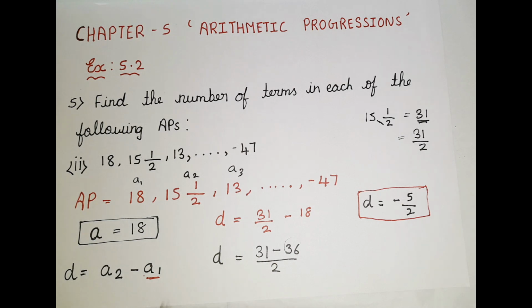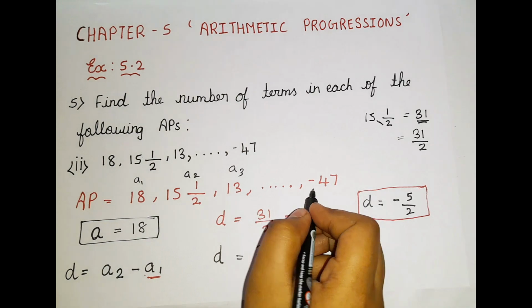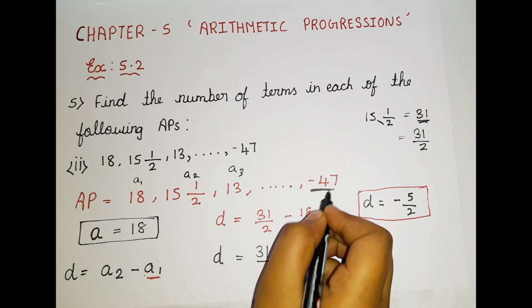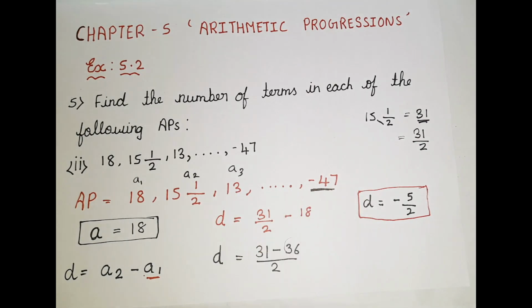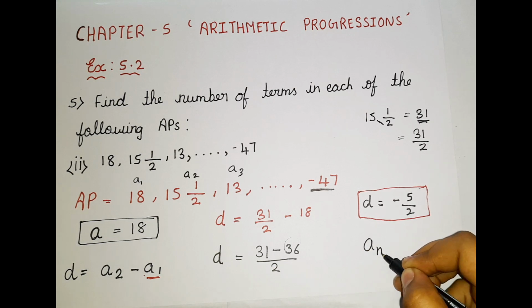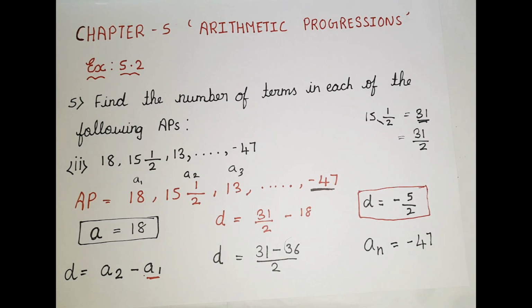I just told you guys, whenever you have an AP like this, if we have a last number after "and so on", we are supposed to take the last number as An. So let us take An is equal to, here it is minus 47. So it is minus 47. This is the An. Let us mark it.